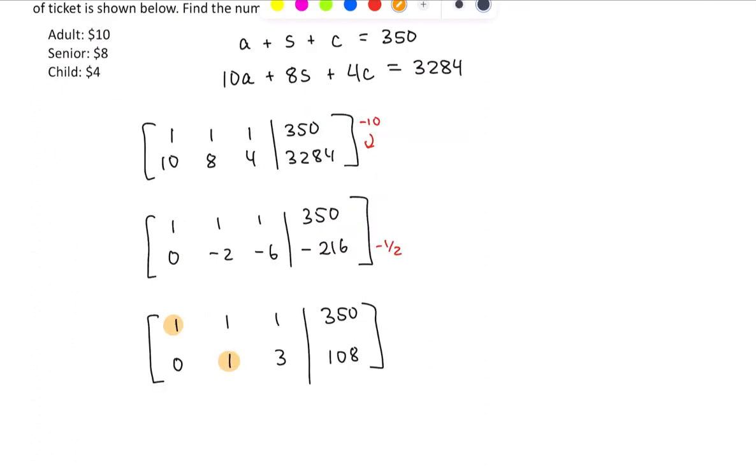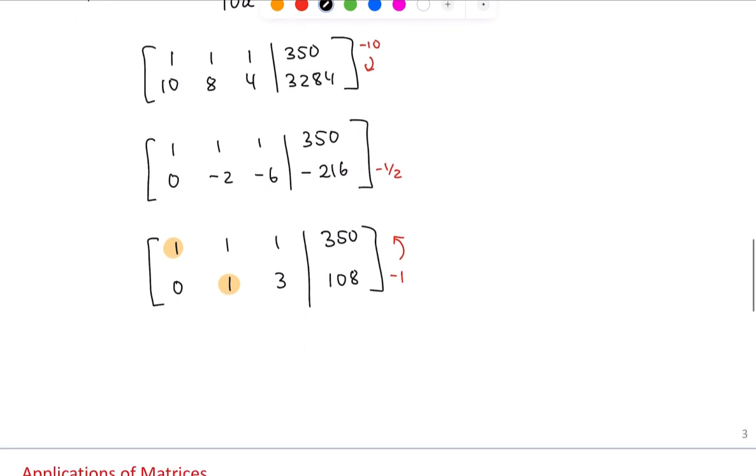I have 2 pivot ones, but I need all the entries in those columns to also be 0. So I now need to target this position here. That needs to be a 0. So I'm going to multiply the bottom row by negative 1 and add it backwards up to the top row. And this should complete our reduced row echelon form.